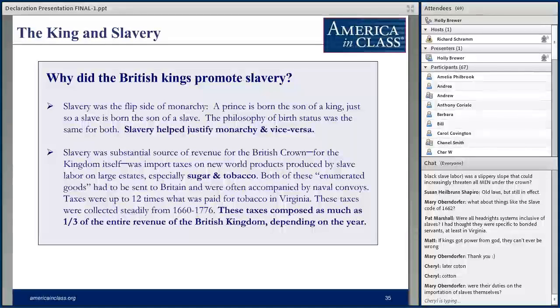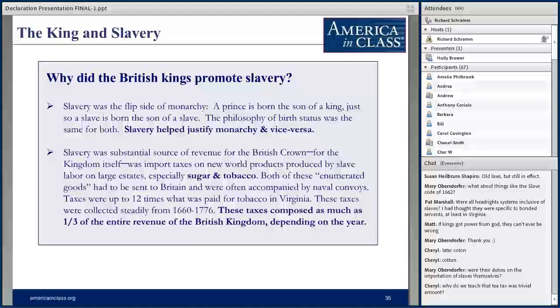We have a question here from Mary. Were there duties on the importation of slaves themselves? No, there were not. The monarchical policy was explicitly to encourage the importation of slaves. Actually, there were a couple points early on when Virginia, for example, briefly placed a duty on slaves, but then it got repealed by the king. So there were a couple times at the very beginning of the 18th century when colonies successfully placed duties, but then they mostly got repealed.